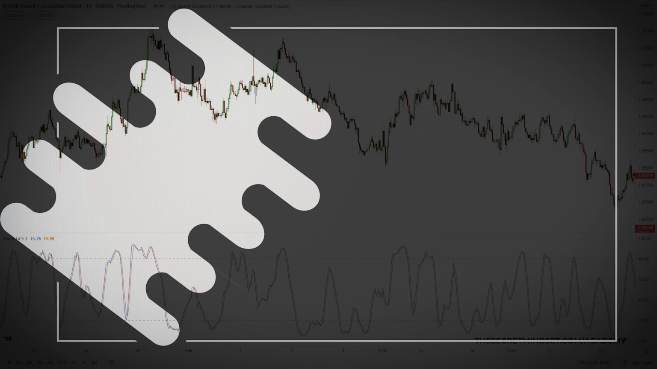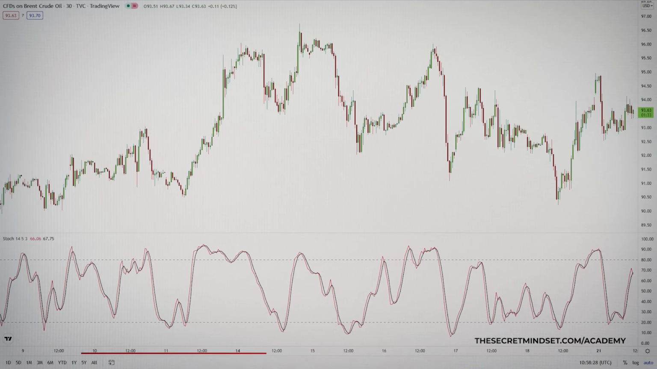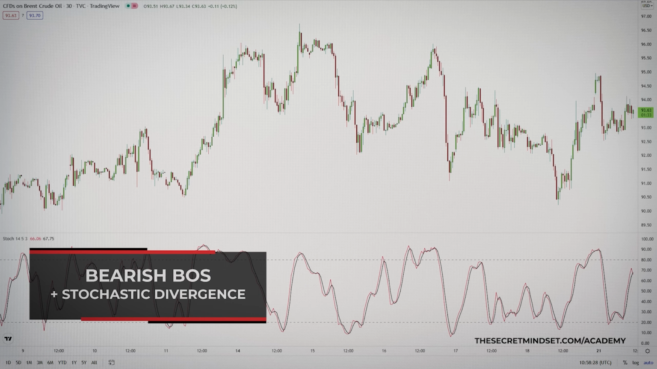So the plan is to find a break of structure. We wait for price to return to trap new traders, and we want to find the divergence at the third wave in the structure. Here's a bearish break of structure with a stochastic divergence confirmation.